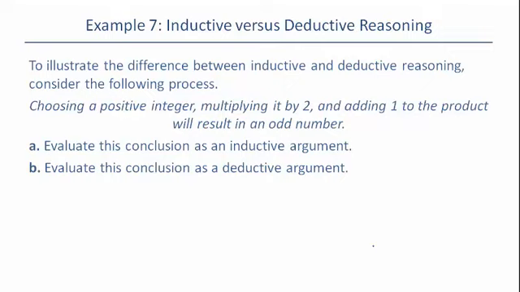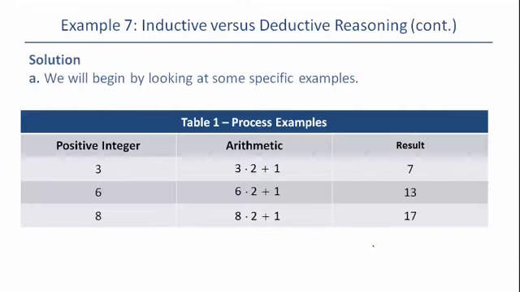So to illustrate the difference between inductive and deductive reasoning, let's think of the following process. You choose a positive integer, you multiply it by 2, then you add 1 to that product, and we're saying that if we do that, it will result in an odd number. So if we want to evaluate this as an inductive argument, we're going to do it one way, and if we want to evaluate it as a deductive argument, we're going to do it a different way. So let's see how the inductive way works. Well, inductive, remember, is you got to have a pattern. So you see if it holds.